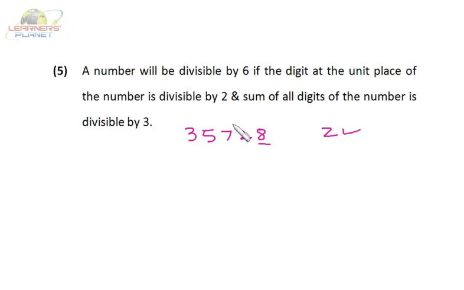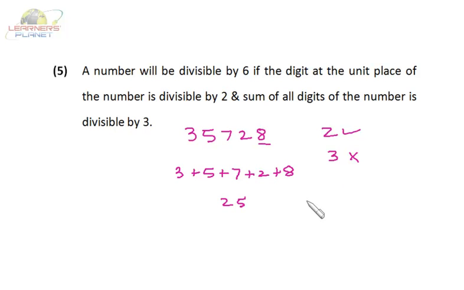Now just check for 3. So just add up all the digits and find out whether the given number is divisible by 3 or not. So it's 3 plus 5 plus 7 plus 2 plus 8. So it's 3 plus 5, 8. 8 plus 7, 15. 15 plus 2, 17. 17 plus 8, 25. Now 25 is not divisible by 3. That means this number is not divisible by 3. That means this number is divisible by 2, but it is not divisible by 3. Finally, it won't be divisible by 6.